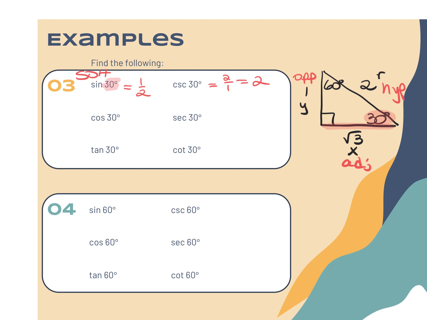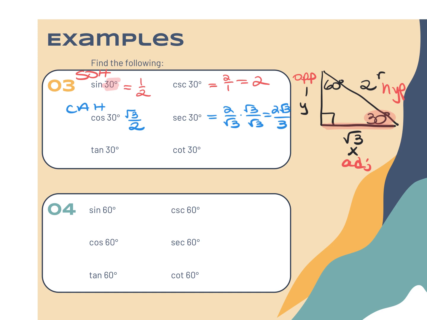For cosine, we're going to do the CAH. So we're going to do adjacent, so square root 3 over hypotenuse, which is 2. For secant, we flip that fraction, 2 over square root 3. We must rationalize. We cannot leave the radical in the bottom. So I'm going to multiply the top and the bottom by square root 3. So 2 square root 3 over 3.